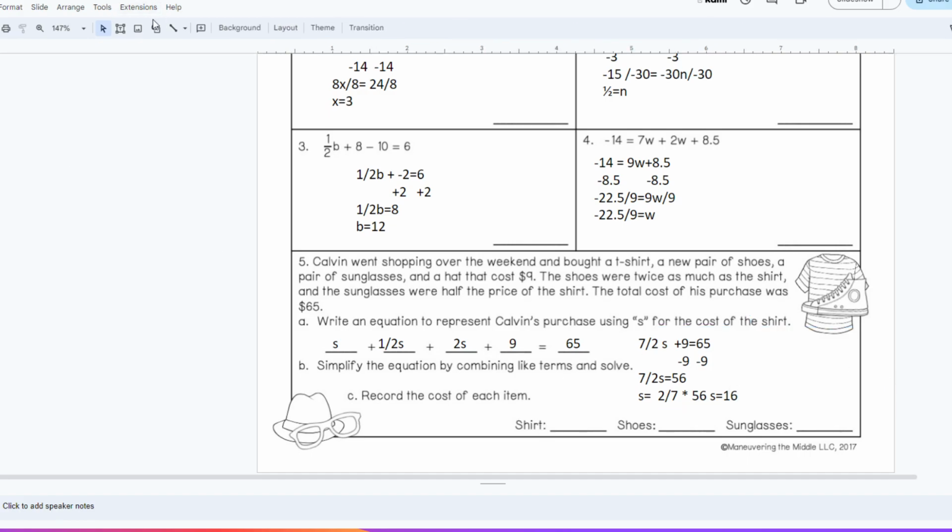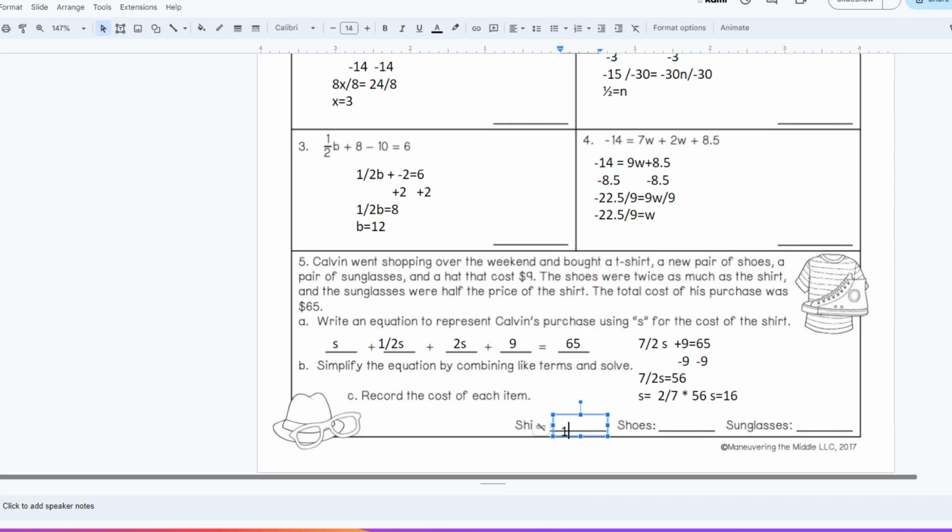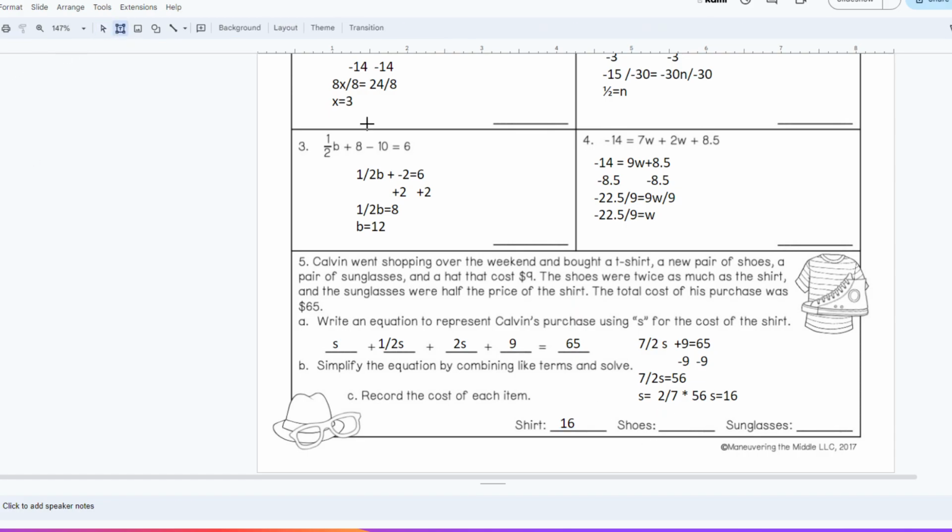So the cost of everything, well, now that I found the shirt, that's pretty easy. So shirt size 16. Shoe size, well, it said it was double, so 32. And then sunglasses were half as much. So sunglasses were 8. And this should complete your formula. Hooray.